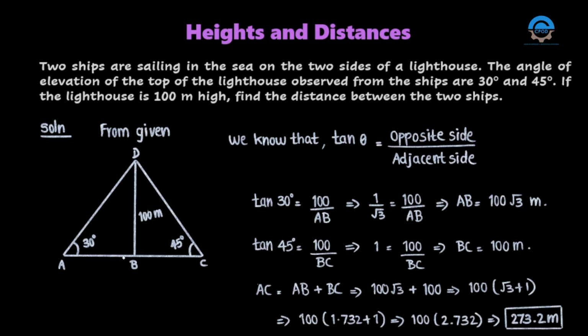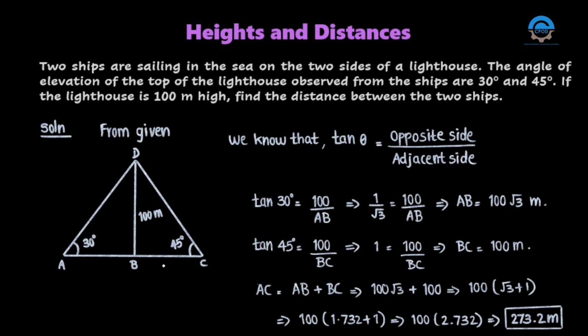First, tan 30 is equal to 100 divided by AB. So tan 30 degree is 1 by root 3. So we are getting the value of AB as 100 root 3 meter. And tan 45 degree is 1. So 1 is equal to 100 by BC. That we are getting the value of BC as 100 meter.